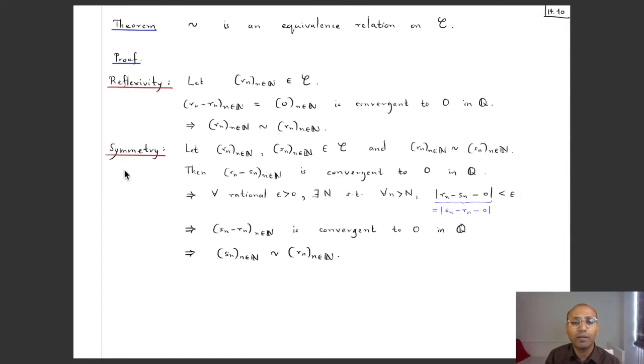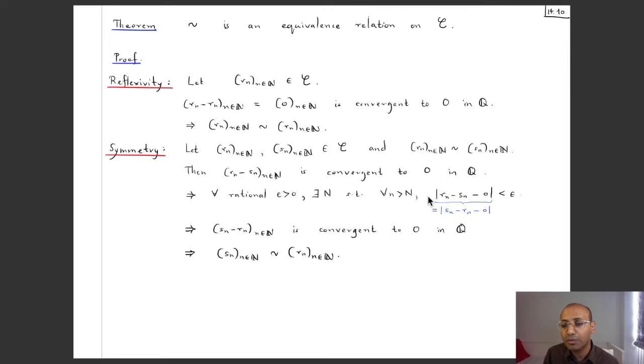So suppose that you have two sequences which are Cauchy sequences in Q, Rn and Sn, such that Rn is related to Sn, but then we want to show that Sn is related to Rn as well. Okay, but first of all, since Rn is related to Sn, then we know that the sequence whose nth term is Rn minus Sn is convergent in Q to 0. So this means that given any rational epsilon positive, there exists an index capital N such that for every little n beyond this capital N, you have that the distance of the nth term of the sequence, which is Rn minus Sn, to the limit, which is 0, is less than epsilon.